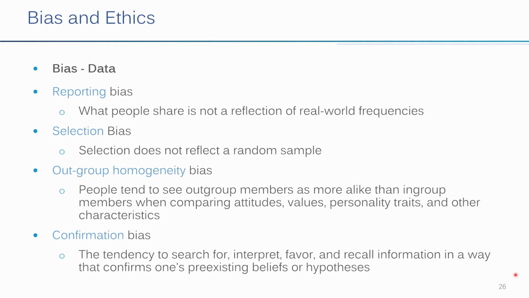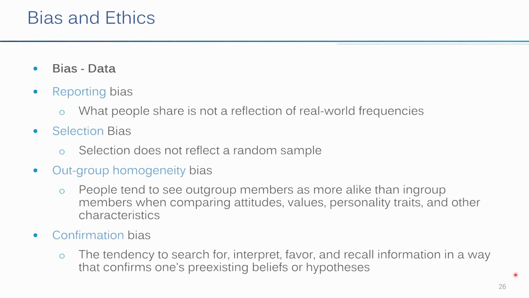When we talk about bias, it's kind of an umbrella term that you can have for certain, let's say, characteristics. For example, here in this case, we have bias in data, and then we have reporting bias, which is pretty much that what people share is not a reflection of real world frequencies. And we kind of see this in social media, right? What people usually report on social media is more related to good things than bad things. So this might not be a reflection of the real world.